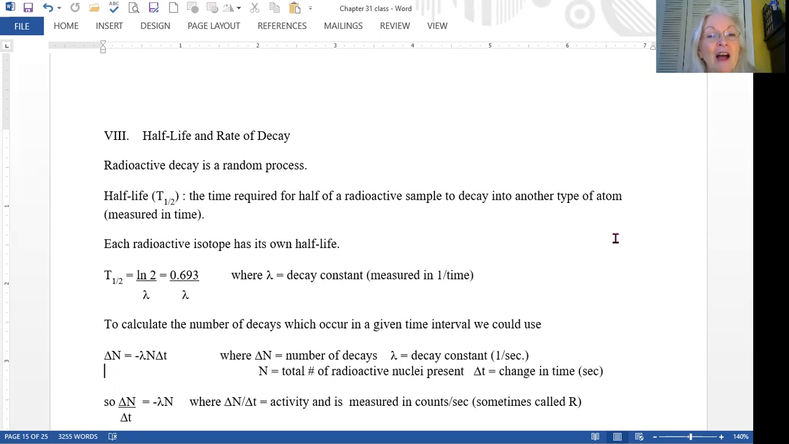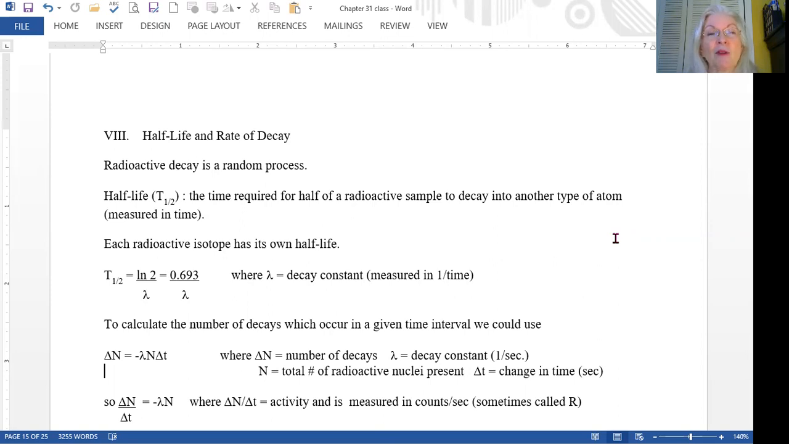The half-life is the time required for half of your radioactive sample to decay into another type of atom. Half-life is always measured in units of time. It can be milliseconds or millions of years or even billions of years. There's a wide range of half-lives that are available.